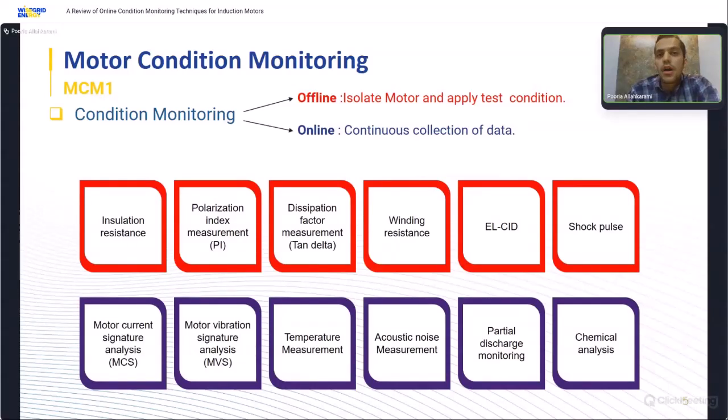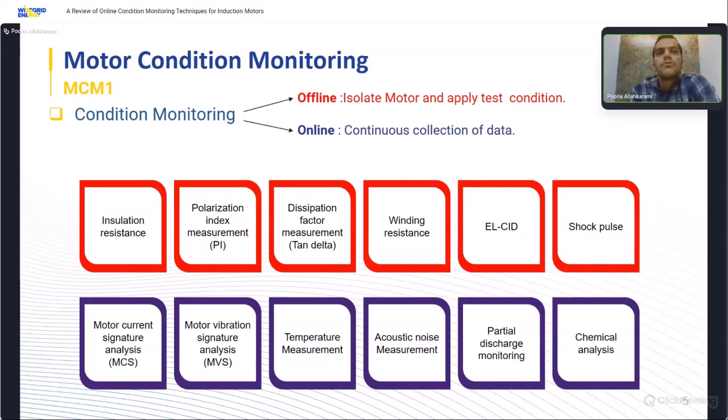But while the most common offline tests need an offline situation, for example, disconnecting the electric motor from the circuit, or detaching the load from the motor, there are some other tests called online tests. In the offline tests, as you can see here, we have the LC test or electromagnetic core imperfection test. This test is for detecting interlaminar faults in the stator core. Or, for example, the polarization index test, which is a specialized form of the insulation test.